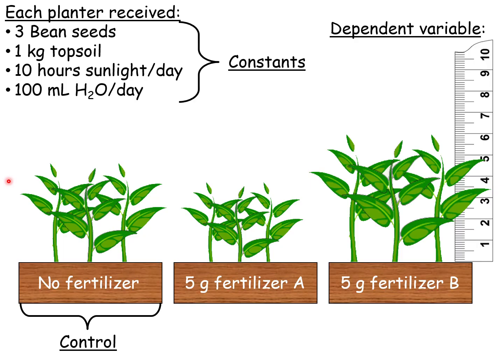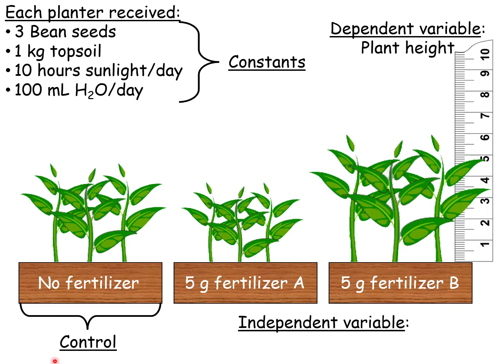Then we have the dependent variable. I'm trying to suggest what it is by the placement of the text. It's over here by the ruler. The thing that was being measured during this experiment was the plant height. So that's our dependent variable. And then the independent variable, the thing that the experimenter got to control, was the type of fertilizer.